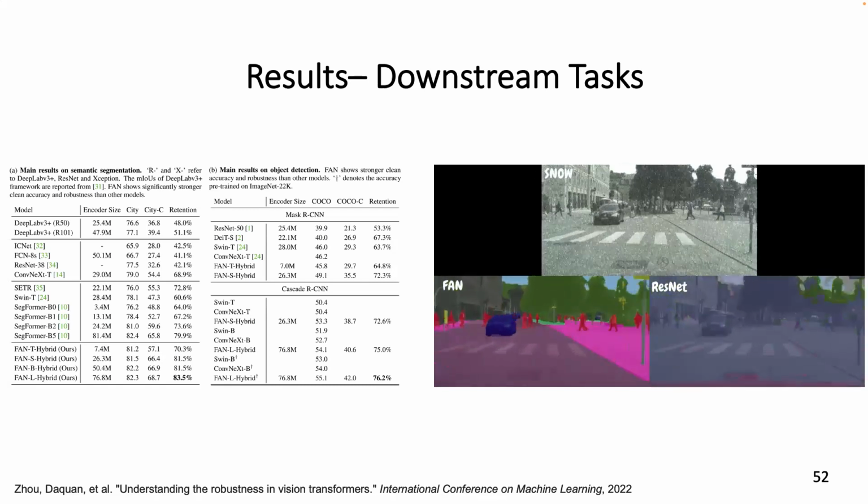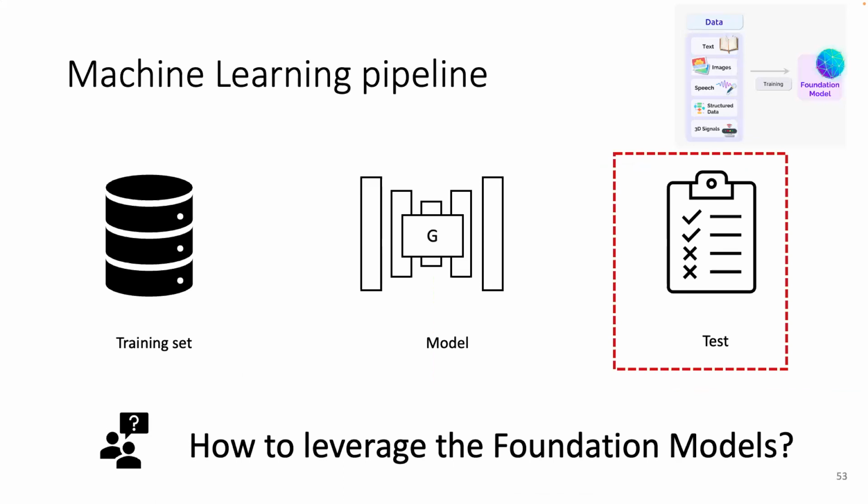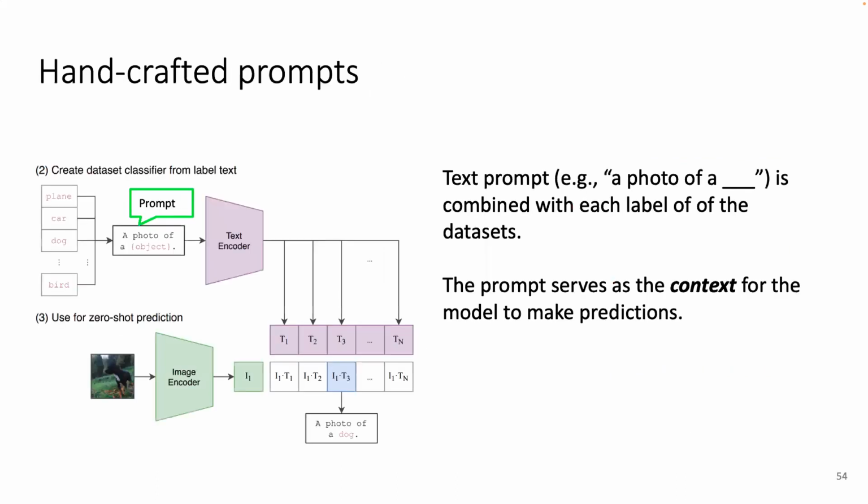Okay, so now we finish the architecture side. Motivated by CLIP, we can also scale the model size to improve the robustness. So what else? How can we further leverage the foundation models? And what is missing from the current foundation models, such as CLIP? That is what we want to discuss next.